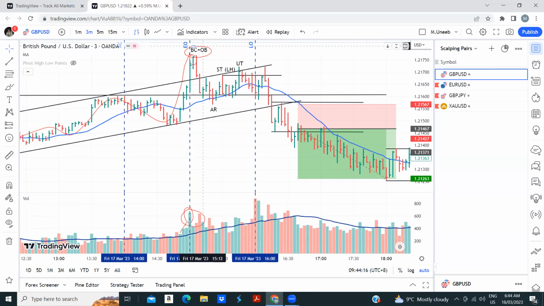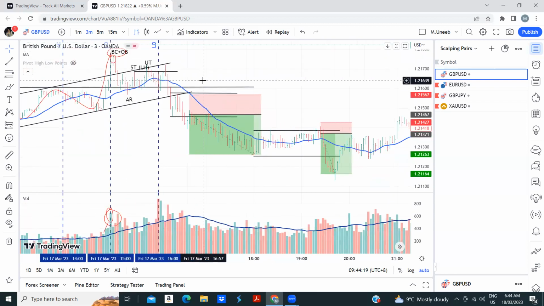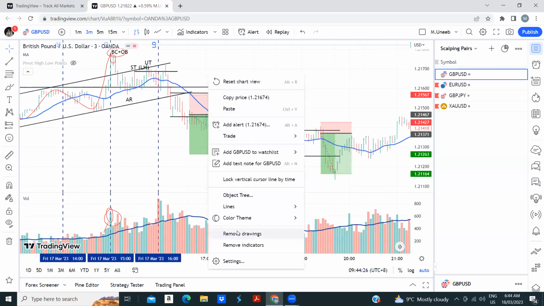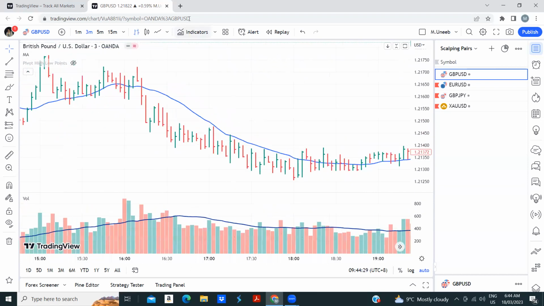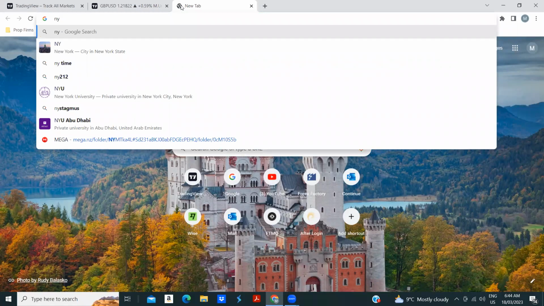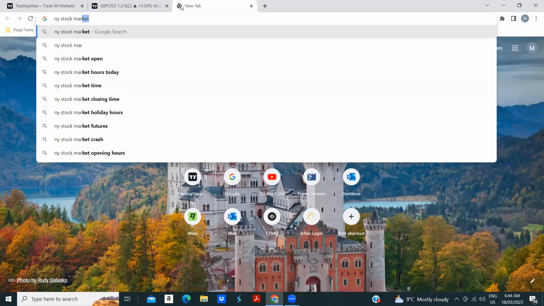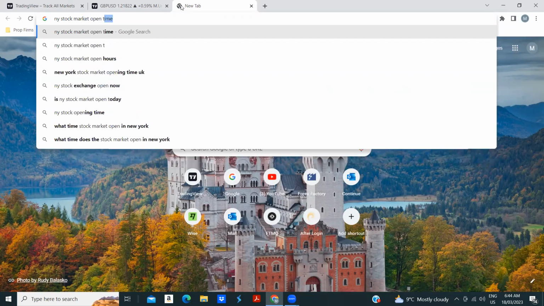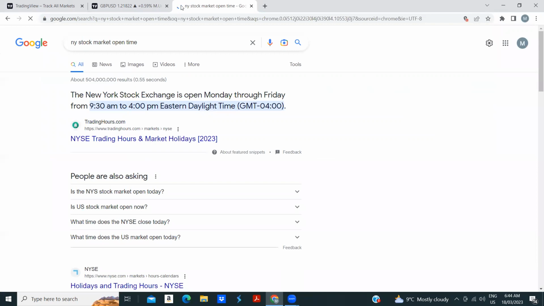No. Okay. And similarly, there is also a way to trade this New York session. Now, first of all, I need to see NY. The New York Stock Exchange is open from Monday through Friday, 9:30 a.m. to 4 p.m. So I need to convert 9:30 a.m.